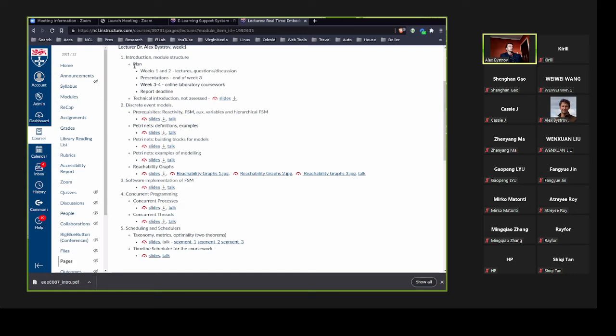Altogether, the plan is here as the first bullet point. That's the plan, right? The plan is to have 4 weeks of study, and within these 4 weeks, weeks 1 and 2 are lectures, and also questions and discussions, interactive sessions after each lecture.